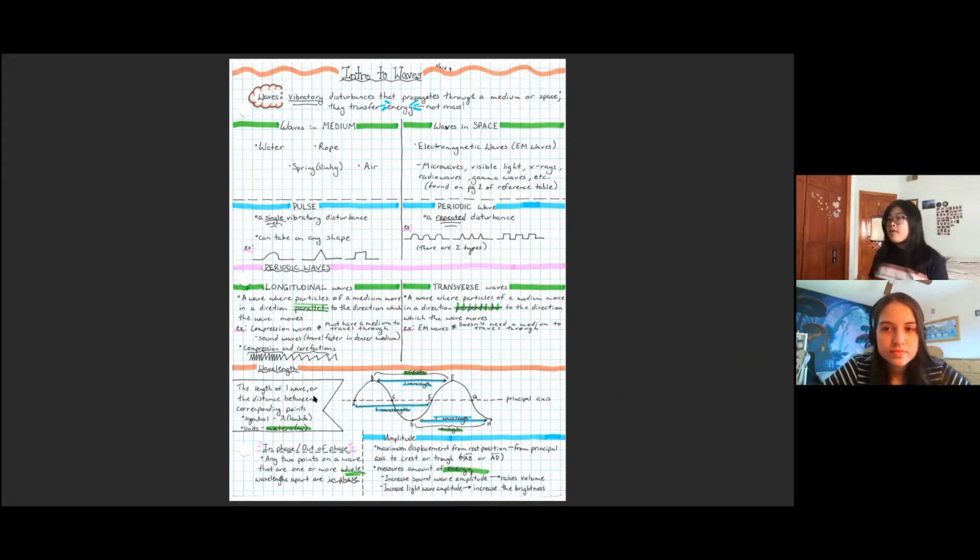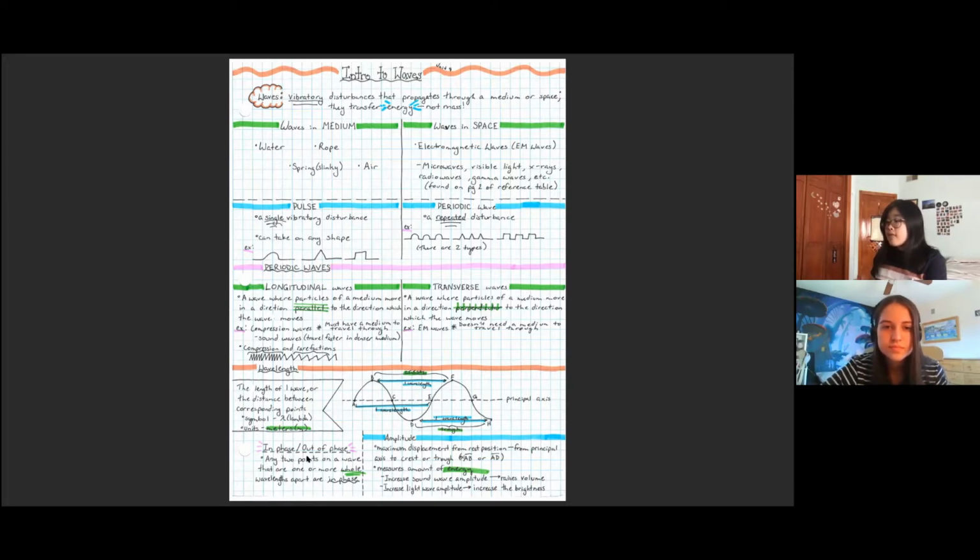Wavelengths. The definition of a wavelength is the length of one wave or the distance between corresponding points. It is represented by the symbol lambda, as you can see here, and it is measured in meters. Here we can see that the crests are the maximum of the wave, and the trough is basically the minimum of it. One wavelength can be from crest to crest, trough to trough, or from a point on the principal axis to another point there.